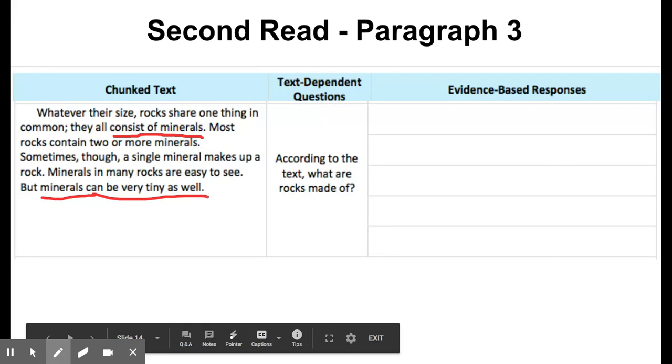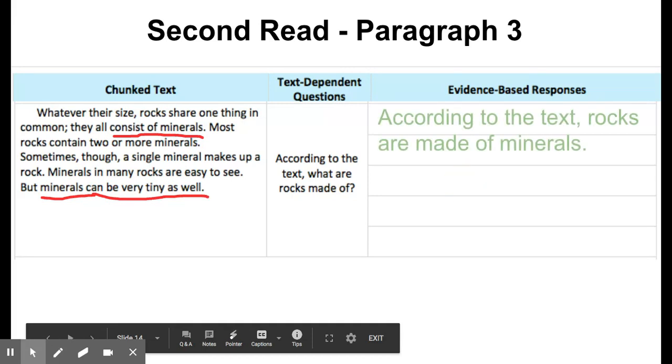Our text question is, according to the text, what are rocks made of? Well, we know that consists means made of or includes, so it means rocks are made up of minerals. So my answer is going to be, according to the text, rocks are made of minerals. Notice how I have this section right from the text and I included my question in my answer.